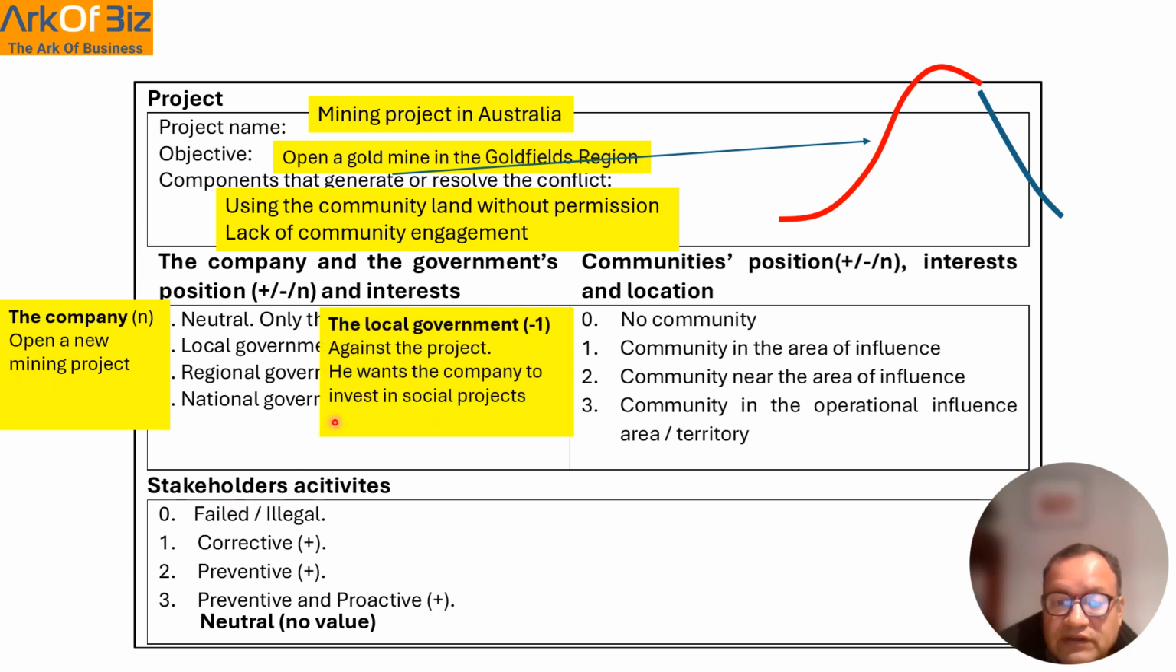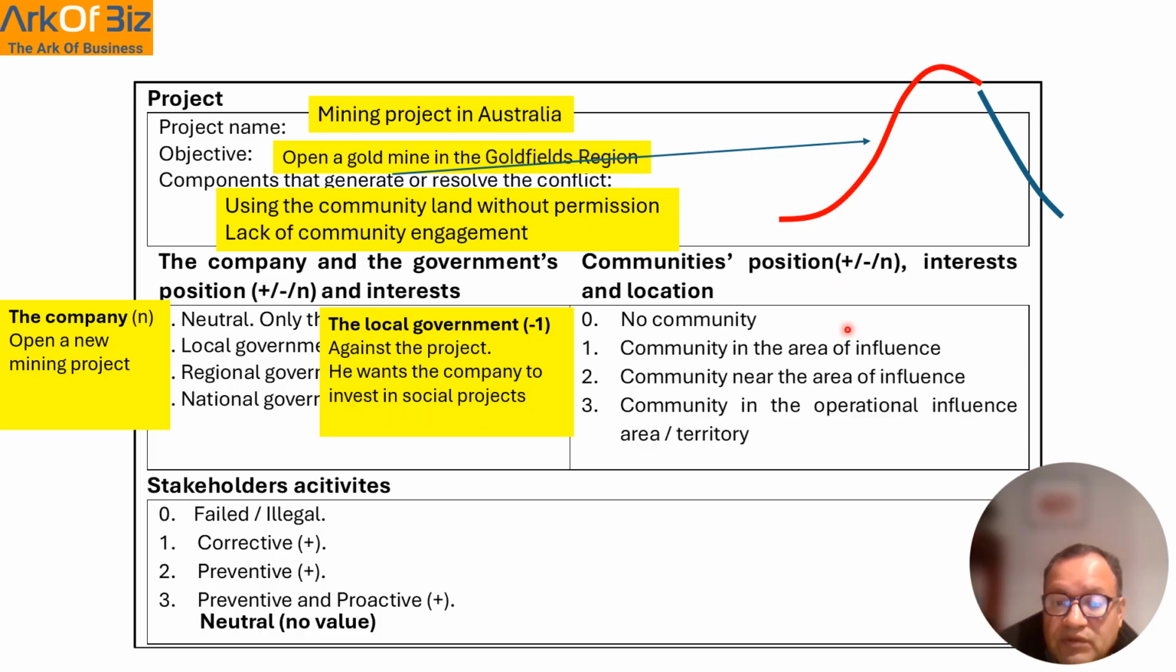Another stakeholder is the local government. The mayor is in the social conflict description. The position is negative because the mayor is against the project, and the local government has a value of -1 because, as you see here, it is the -1. The interest is the mayor wants the company to invest in social projects.